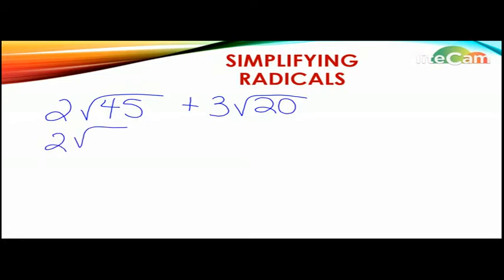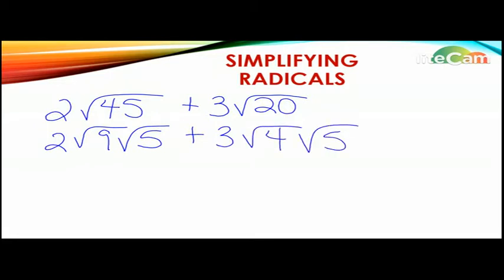Okay, so let's talk about one more rule that we're going to use for this worksheet. For instance, if I have 2 square root of 45 plus 3 square root of 20, then I'm going to have 2 square root of 9 square root of 5 plus 3 square root of 4 square root of 5. Notice that I broke up all my numbers. This is something that we did in the last chapter. So we have 45, we break it up into 9 and 5. We have 20, we break it up into 4 and 5. And then I'm going to go ahead and simplify.